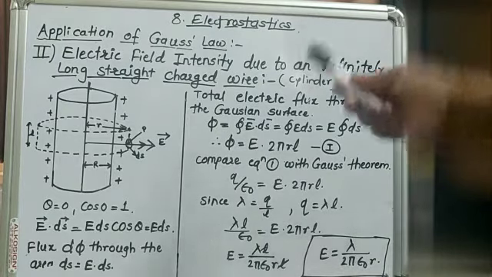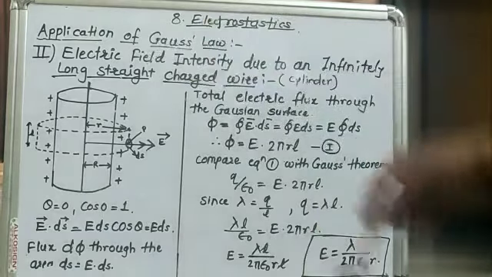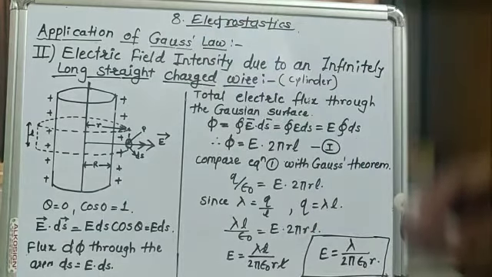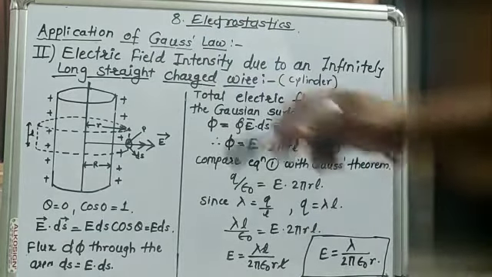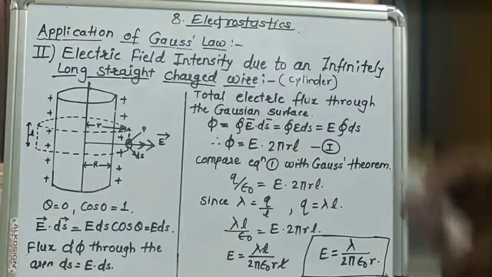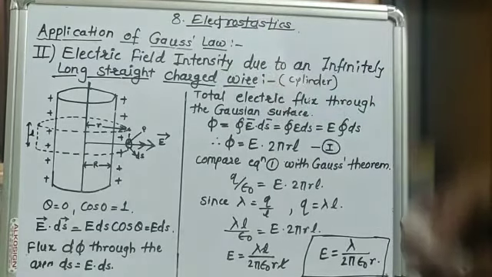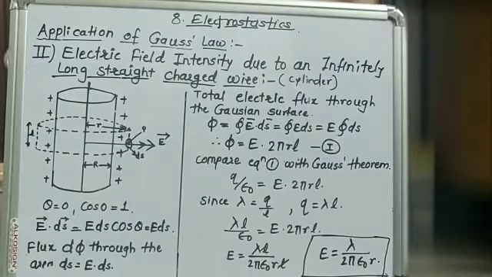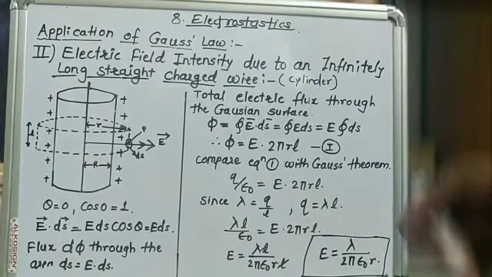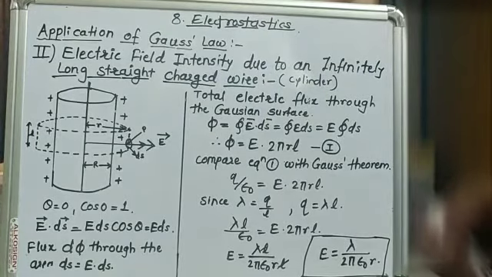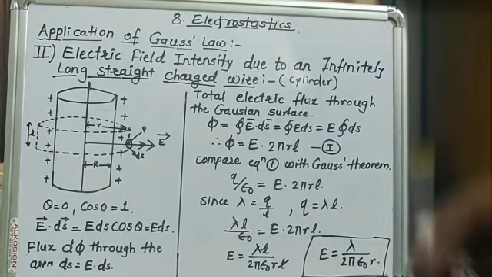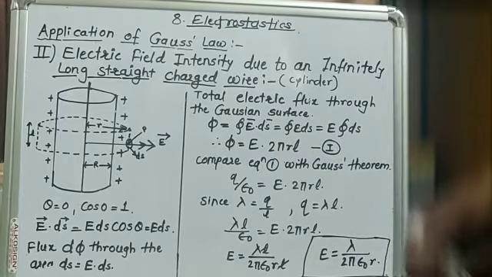We know that the electric field means the space around an electric charge in which its influence can be felt. Here we consider a uniformly charged wire of infinite length having a linear charge density lambda, placed in a dielectric medium epsilon, where epsilon is equal to epsilon 0 k.